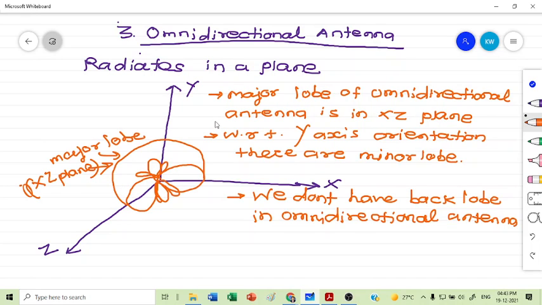Now this is all about the radiation pattern of antenna. So today we have seen the radiation pattern of isotropic antenna, directional antenna, and omnidirectional antenna.